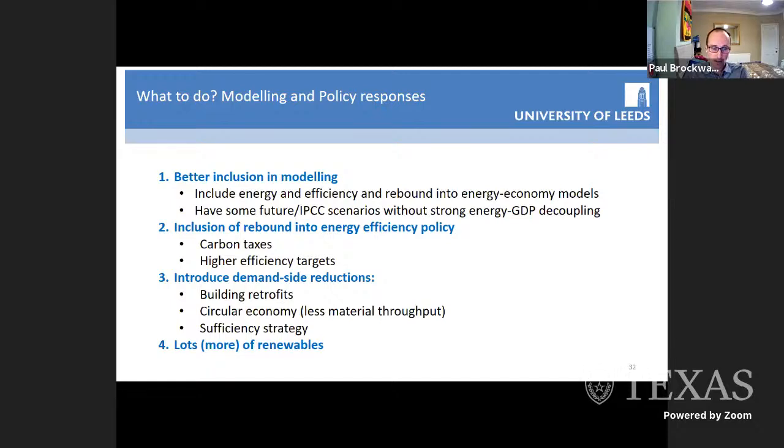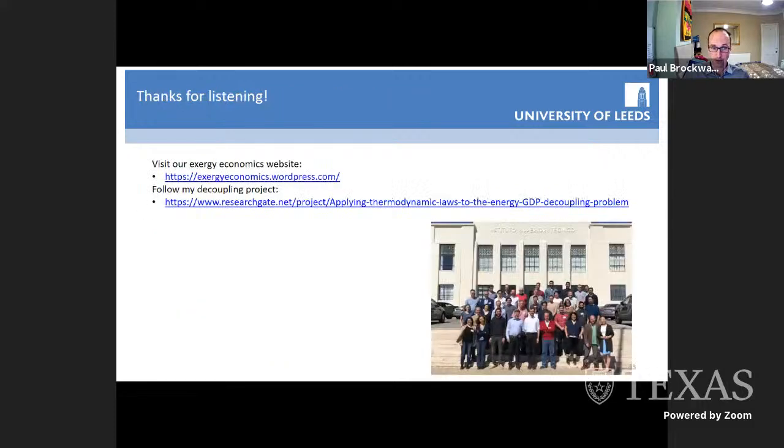And then finally, going back to what we said earlier, we probably need lots more renewables as well. We certainly don't want to take the foot off the pedal, because if efficiency isn't working as well as we hope, we're going to need even more renewables even more quickly in order to meet Paris. So I think I'll stop there.